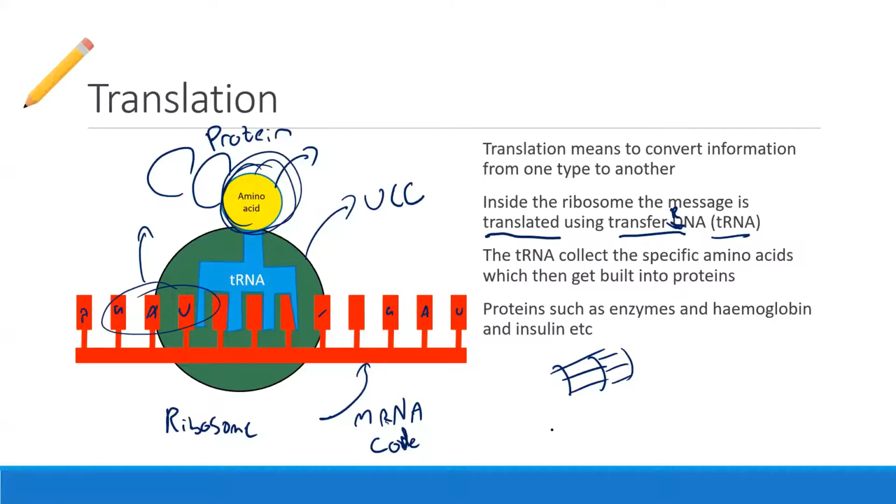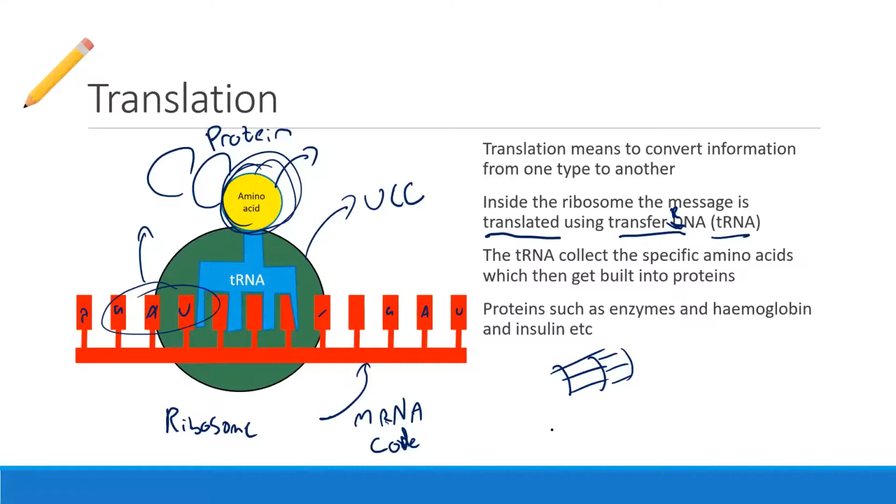So they're the building blocks. So we need to make sure that we have this transferred DNA. So transcription is about copying the DNA. Translation is about turning that code into a protein using tRNA.